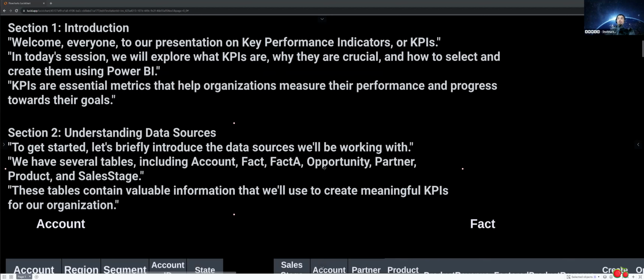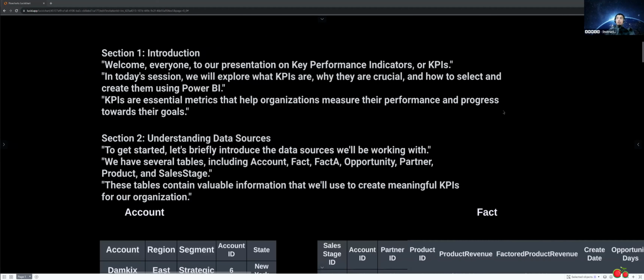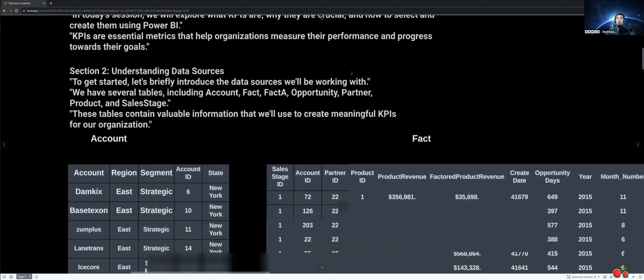So in the example that I'm going to show you, we have several tables, including accounts, fact A, fact B, opportunity, partners table. All these are tables, or you can consider them as a data set, or product and sales stage. Now, these tables contain valuable information that we will use to create meaningful KPIs for our organization. So the very first thing you need to do is familiarize yourself with the data.